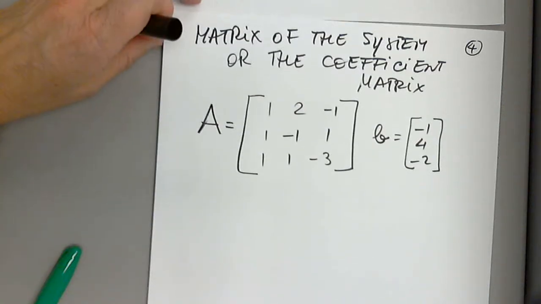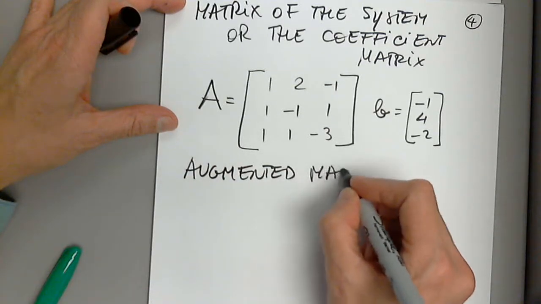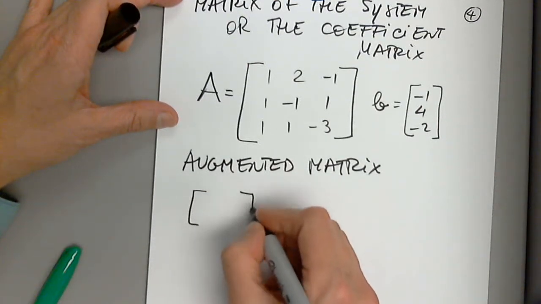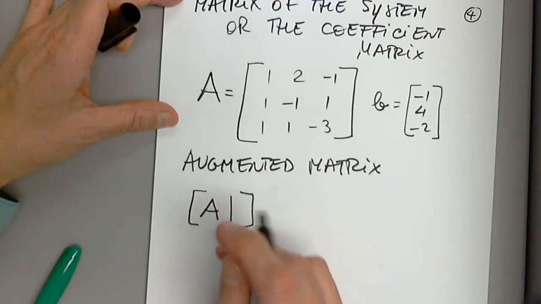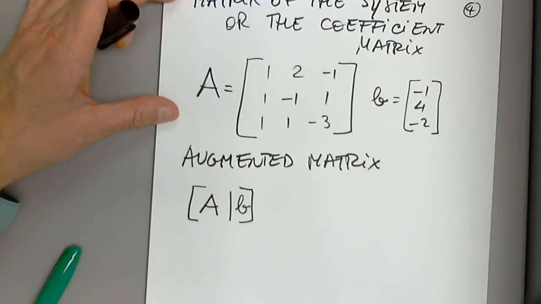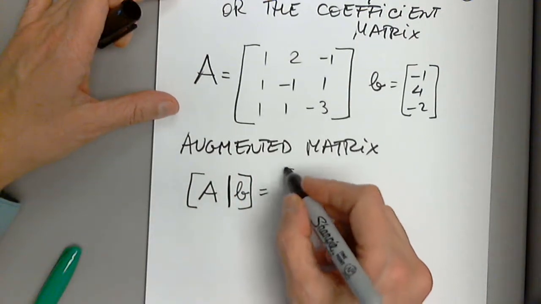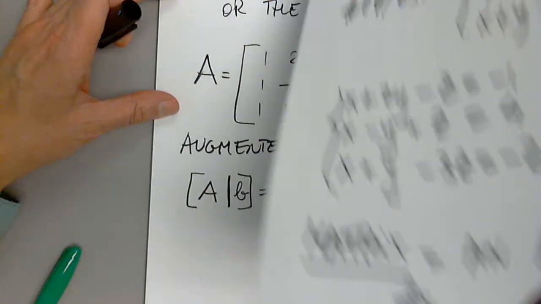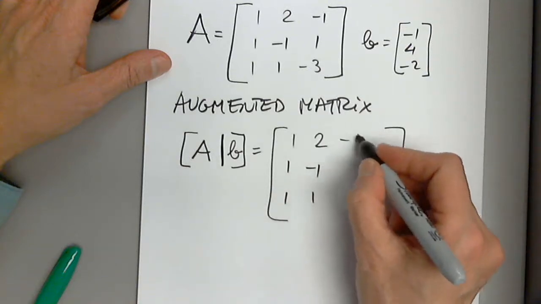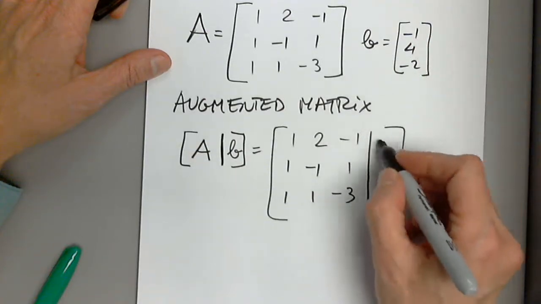Very good. So now the next step is the augmented matrix. What is the augmented matrix? It's a matrix that has A on this side of the vertical bar and has lowercase b on the other side of the vertical bar. The vertical bar basically represents the equal symbols. So here's how the augmented matrix looks. I copy A: 1, 1, 1, 2, negative 1, 1, negative 1, 1, negative 3, vertical line, which is the equal symbols, negative 1, 4, negative 2.